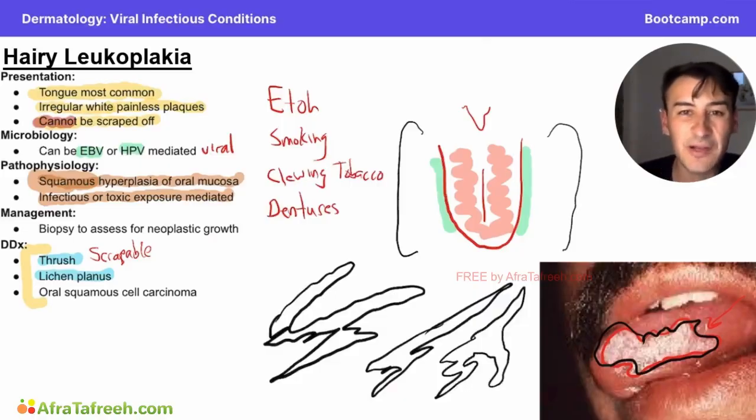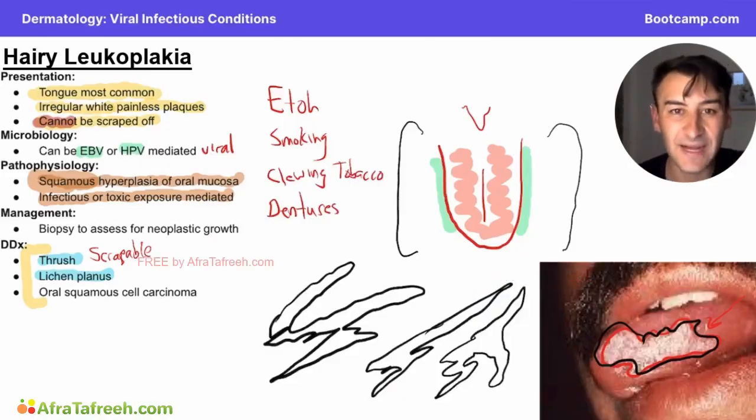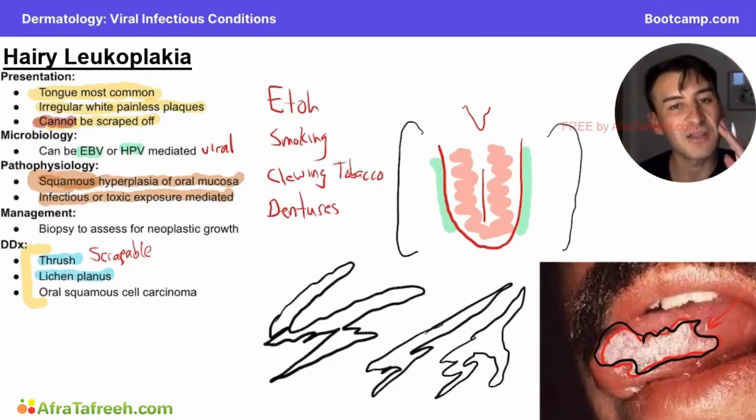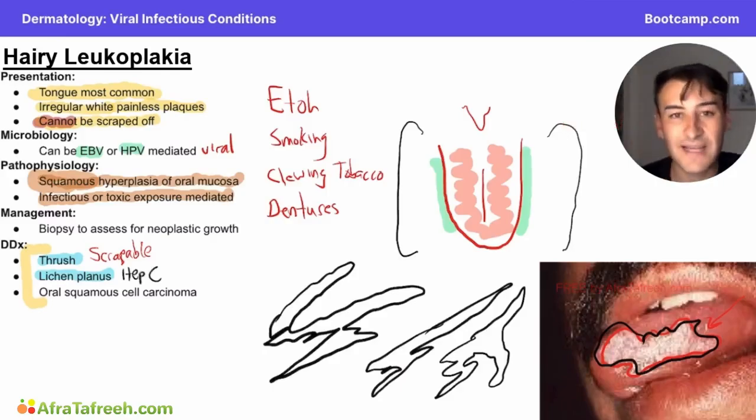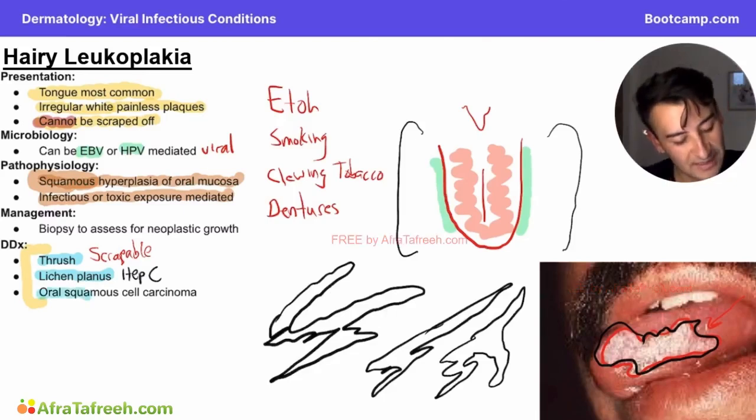And it's also not going to be as opaque and as white as hairy leukoplakia. It's going to be more translucent and almost like a clear silvery deposition on the lateral sides of the mouth. And this is usually going to be associated with hepatitis C. So they like to mention hep C in these patients, whereas hep C is not going to be causing our hairy leukoplakia. The last thing on our differential is going to be oral squamous cell carcinoma.